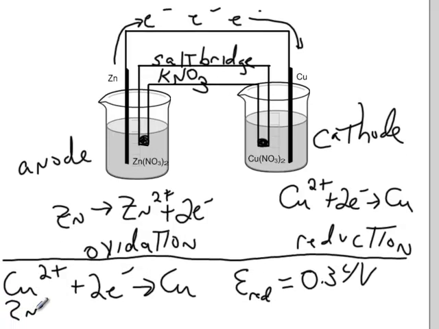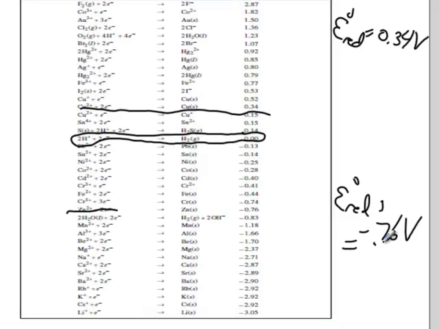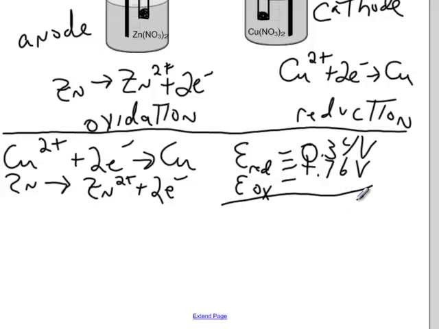And I've got the zinc. The Zn goes to Zn2+ + 2 electrons. Now that is not a reduction. That's an oxidation. So I can still take this value here, but I have to change the sign, because that negative 0.76 is for the reduction, and I'm talking about the oxidation. So now that's positive 0.76 volts. For the entire cell, I want to add those up. 6 and 4 is 10, carry 1, 1.10 volts.